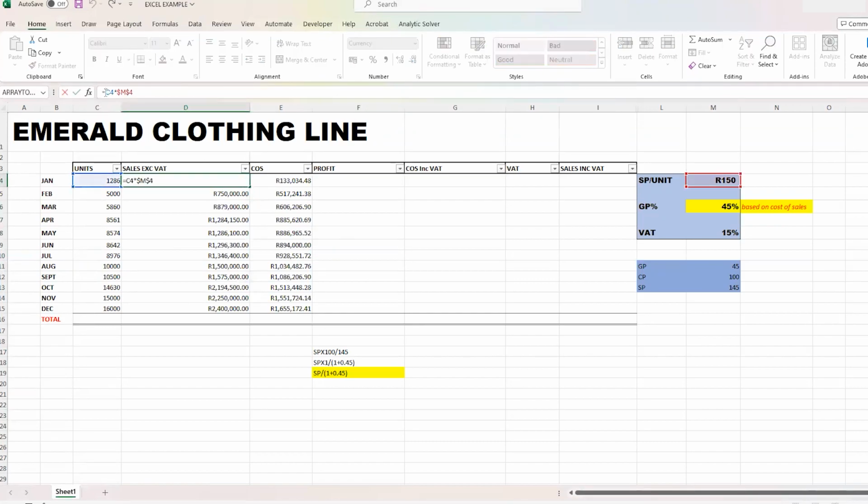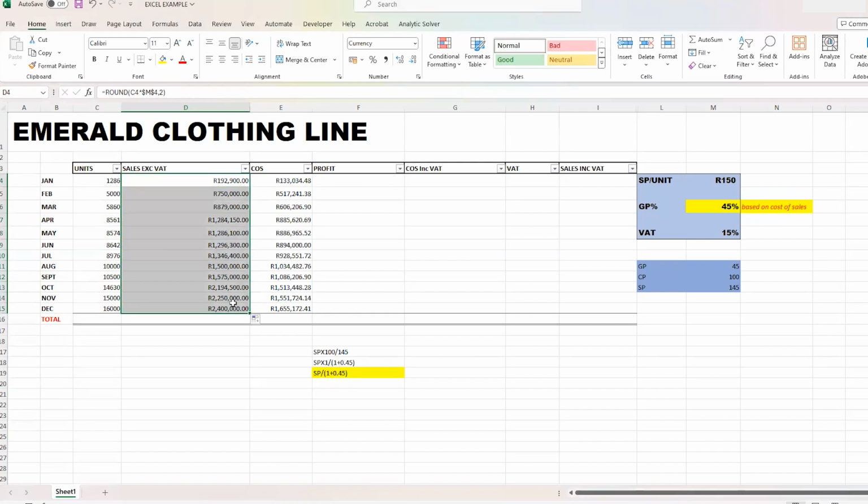Put in the round as well: equals round, open brackets, all of this formula, I'm rounding them, comma, to 2 decimal places, and close and enter. All right, I'm rounding them to 2 decimal places, and then I can bring this down. Okay, then we continue from there. All right, didn't have any decimals anyway, so we continue.